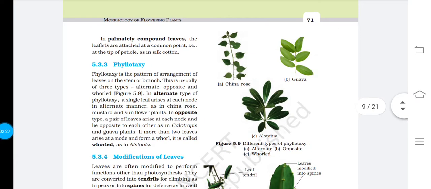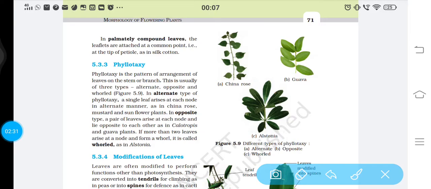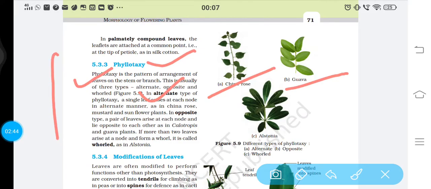On the next side we can see the palmately compound leaf, which we have just understood. Then the phyllotaxy. Phyllotaxy is described here as the arrangement of leaves over a stem or a branch. It could be alternate. Alternate means this is the main branch, it would have one leaf, then just next to this position it would have a second leaf, then a third leaf, then a fourth.